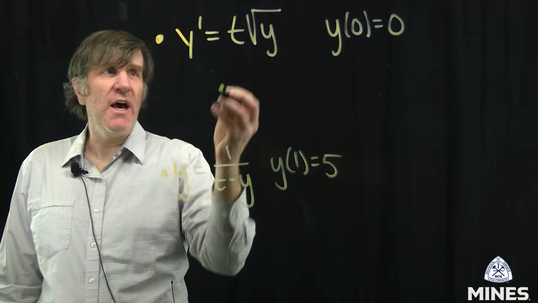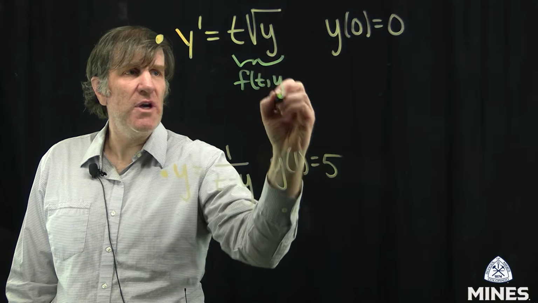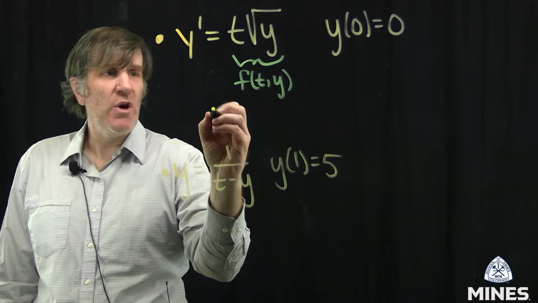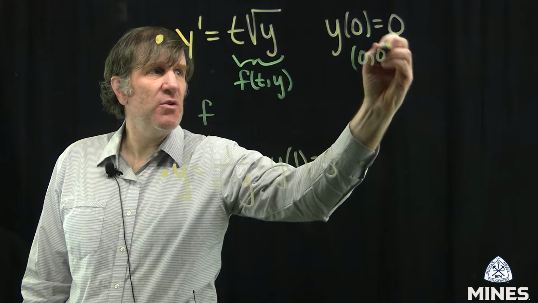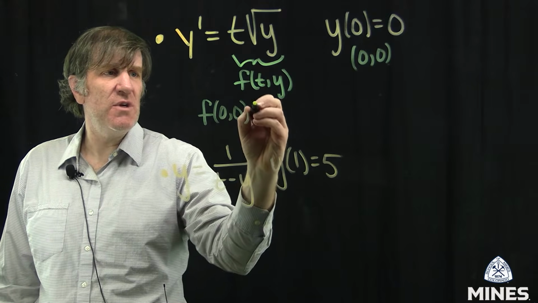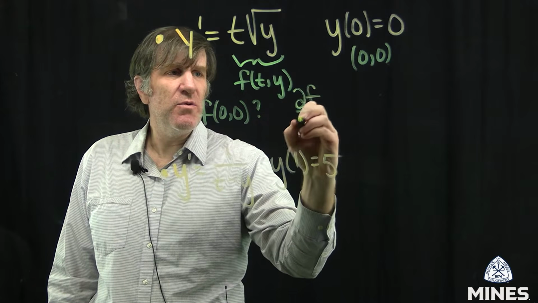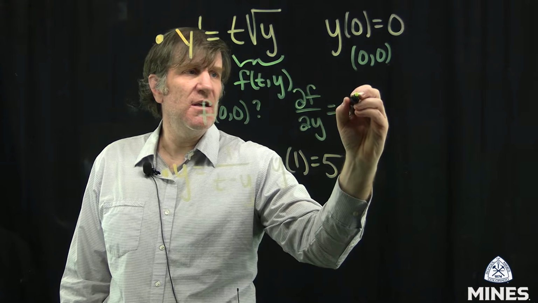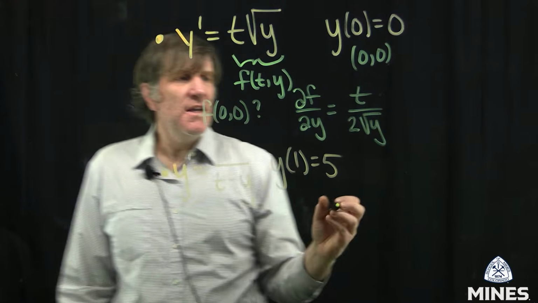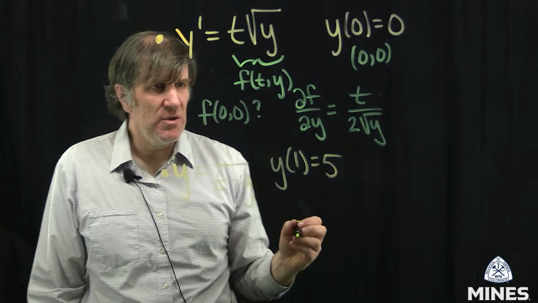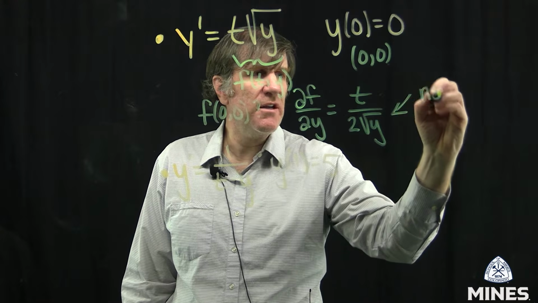And what we want to look at is this function here, the right-hand side of our differential equation, which we call f. We want to know, is f continuous at our initial point, which is 0, 0, and is the derivative of f with respect to y, which in this case is t over 2 times the square root of y, continuous at 0, 0? And the answer is no, right? This is a problem.